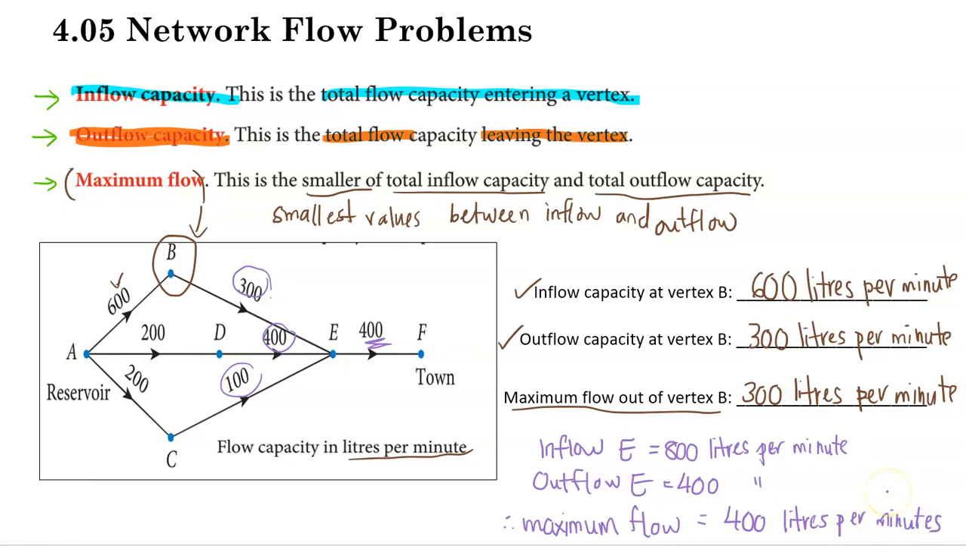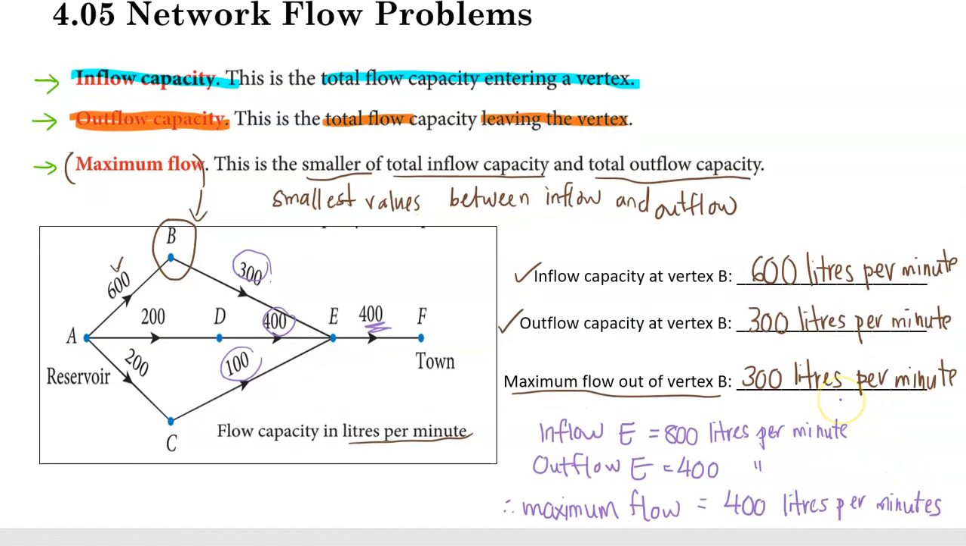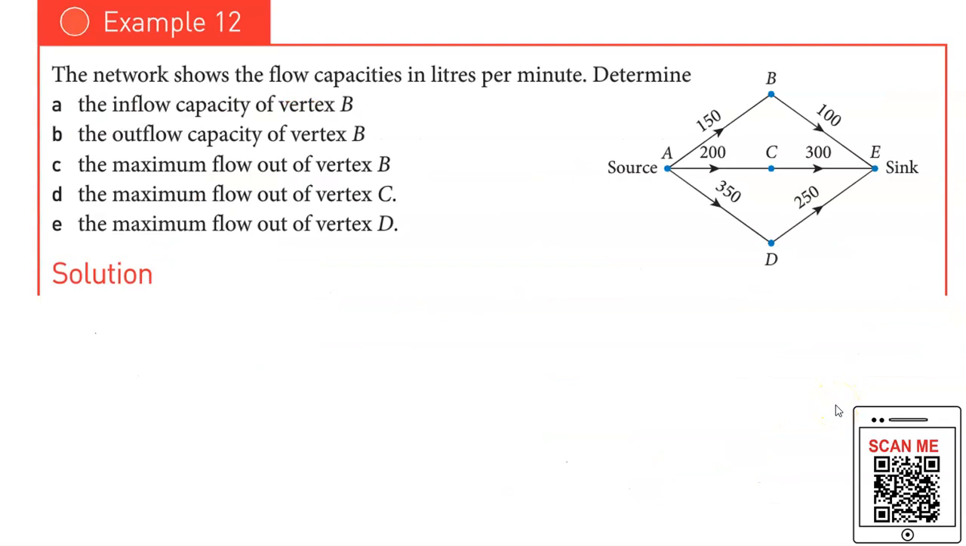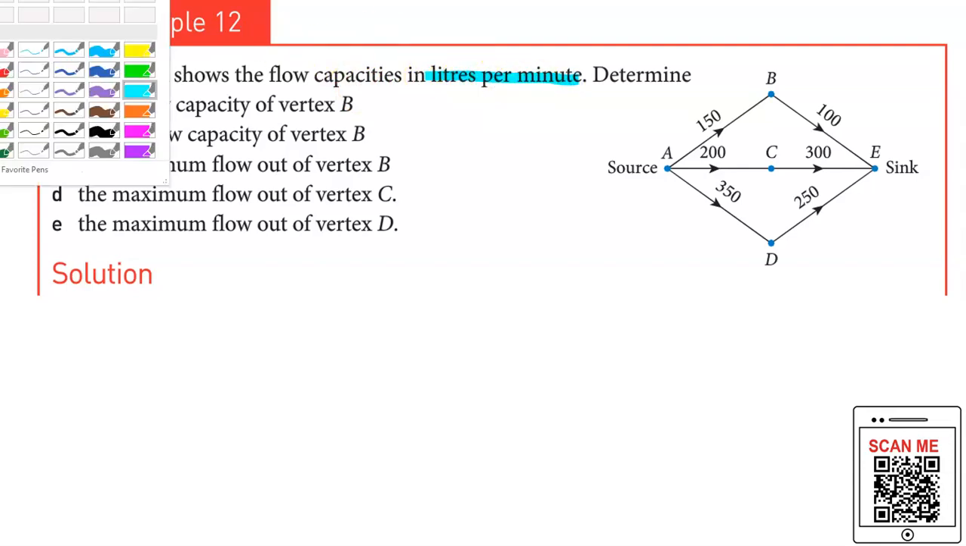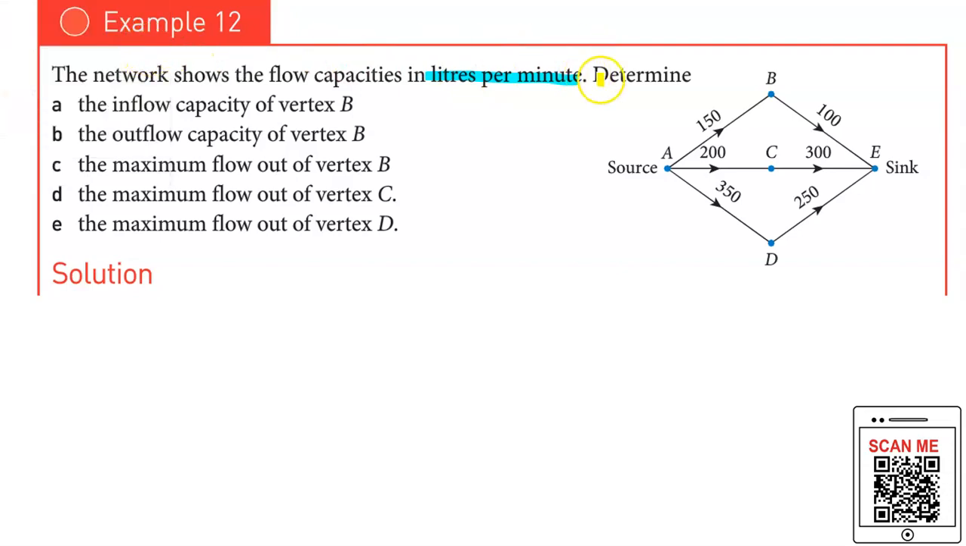So you already know what is the capacity, how to find inflow, outflow for only one vertex and maximum flow for one vertex. So let's look at the example. Example 12, the network shows the flow capacity in liter per minute. So please highlight the unit over here, because if not, you forget to write the unit. Okay, next one. Determine the inflow capacity for the vertex B. So my B over here, how many total going into B? Only one line, which is 150. So I write here 150 liter per minute.